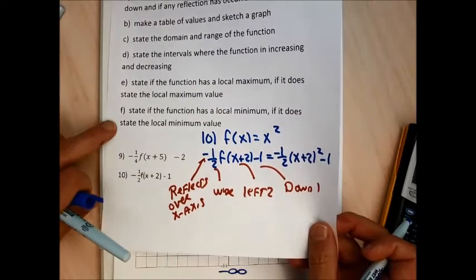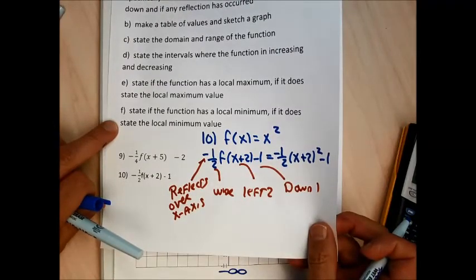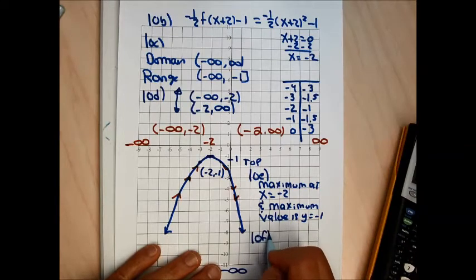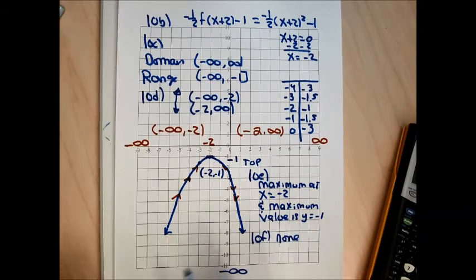Part F wants me to talk about minimum points, and this graph doesn't have a minimum point because the vertex isn't at the bottom. So for 10F, I'm going to answer none in terms of minimum points.